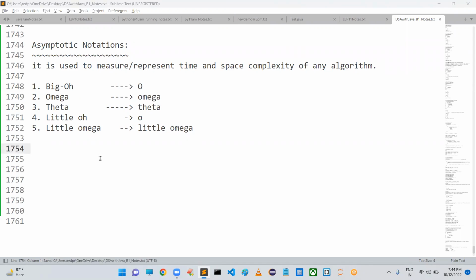Someone is telling me you can represent omega as a capital W and small w. Okay, no problem. You can consider it as omega notation, W.